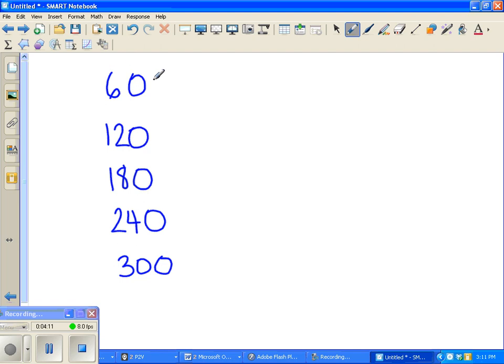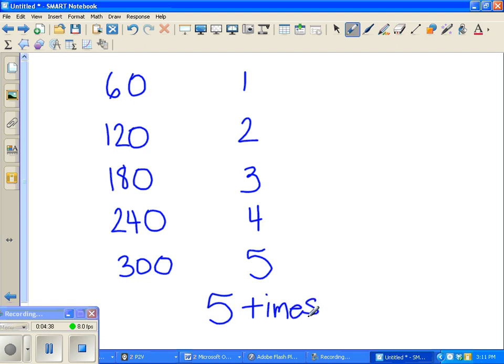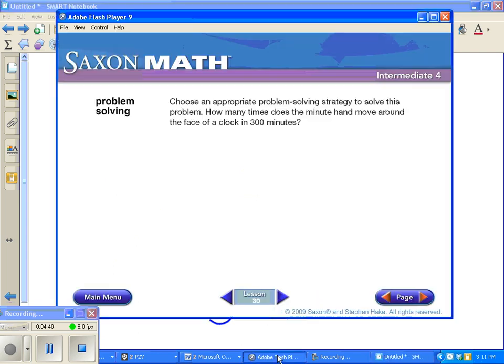Okay, so if it went around 60 minutes, that would be 1 time it went around. Then for 120 minutes, we made that when we go around the second time. The third time, we will have made it up to 180 minutes. The fourth time, we would have made it to 240 minutes. And the fifth time, we would make it all the way to 300 minutes. So our final answer is that the minute hand moves around 5 times in 300 minutes.